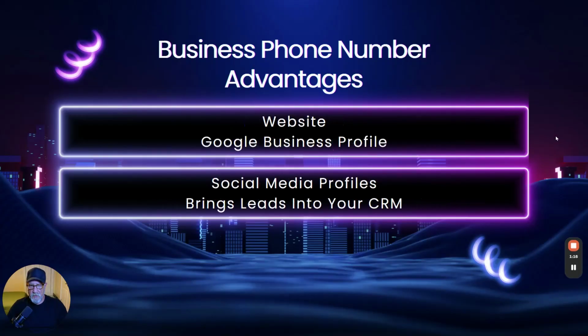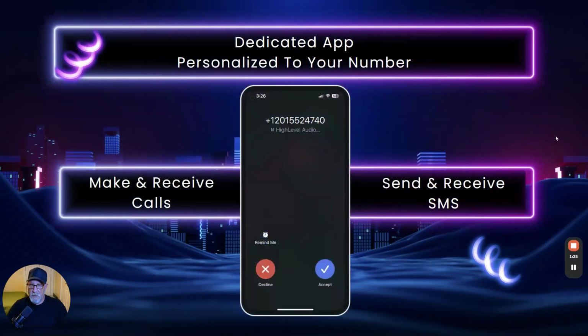You're going to use this number on your website, your Google business profile, on all your social media profiles. This number brings leads into your CRM. You also get an app. You get a dedicated app personalized to your phone number. You can make and receive calls with this app, and you can send and receive SMS with this app.